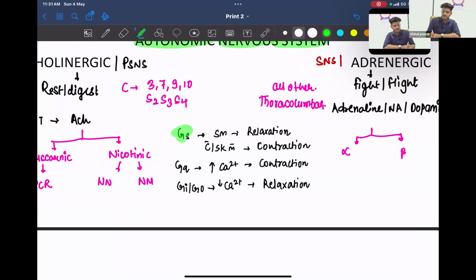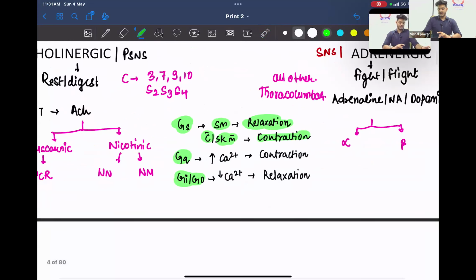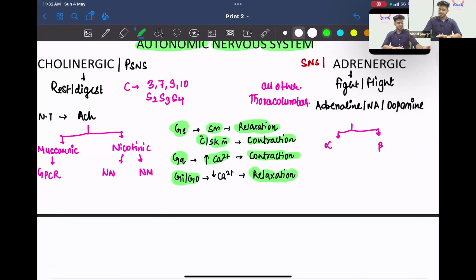Yes. Gs, Gq. Yes or no? Gs subunit. Always remember Gs in smooth muscle. If you remember this particular thing, no need to mug up anything. Okay, just speak with me. Gs is going to do what? In smooth muscle, it is going to do relaxation. In cardiac muscle and skeletal muscle, it is going to do contraction. Right? Gq is going to always increase the calcium, and function of calcium is going to be contraction. Q for contraction, right? And Gi/Go, I means inhibitory. It is going to do the relaxation part. Is that okay? No issues with this.